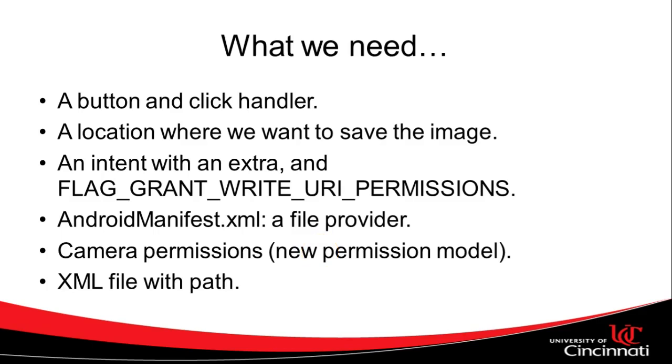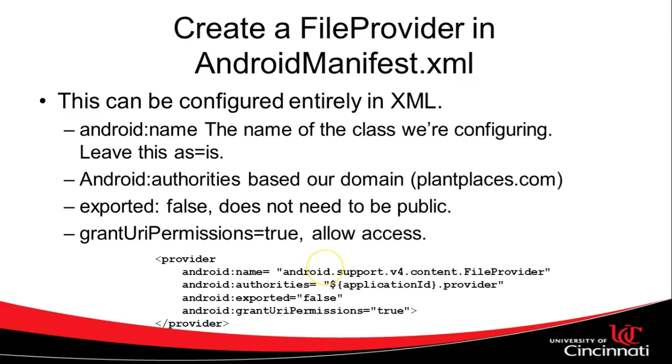Okay, so what we need: a button and a click handler. We have that almost already set up. A place where we want to save the image. An intent, which is going to call the camera with the flag grant URI permissions to say we want the camera to be able to save the image to a URI. We need to make some changes to the Android manifest. We need some camera permissions with the new permission model. And we need an XML file with the path where we want to save the image. A lot of stuff, I know that, don't worry. We'll take a look at it one step at a time.